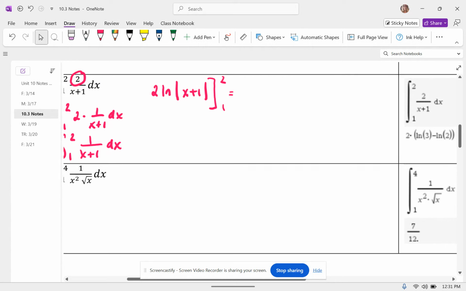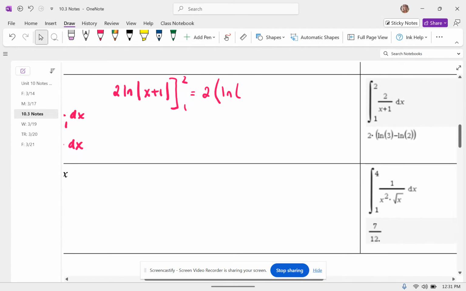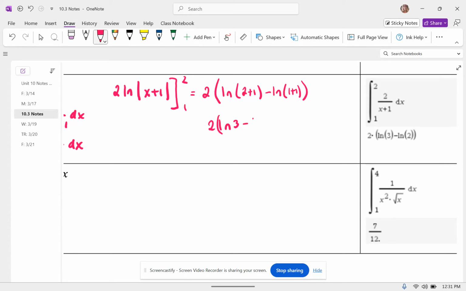So now I'm going to put that 2 out front here, and I'm going to do the ln of, and these are both positive numbers, so I'm just going to put in parentheses. But I have the ln of upper minus the ln of lower. Okay, you guys see where everything came from? And then you can distribute through.